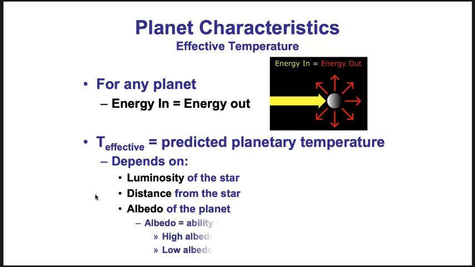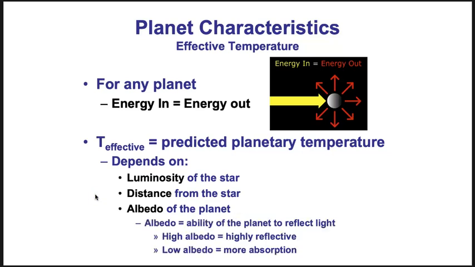Albedo is a term for essentially how reflective the planet is. How much of the incoming starlight gets reflected off the planet and back out into space. If a planet has a high albedo, then it reflects a lot of light. And any light that gets reflected is not going to be absorbed by the planet, and therefore it cools off the planet. Right? A planet is only warmed up by the energy that it absorbs, the energy in.